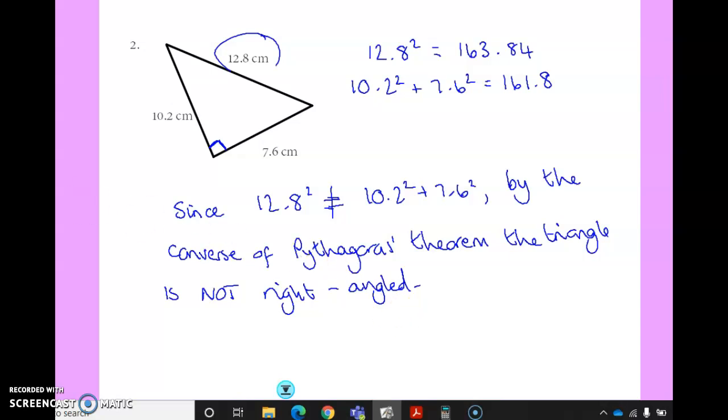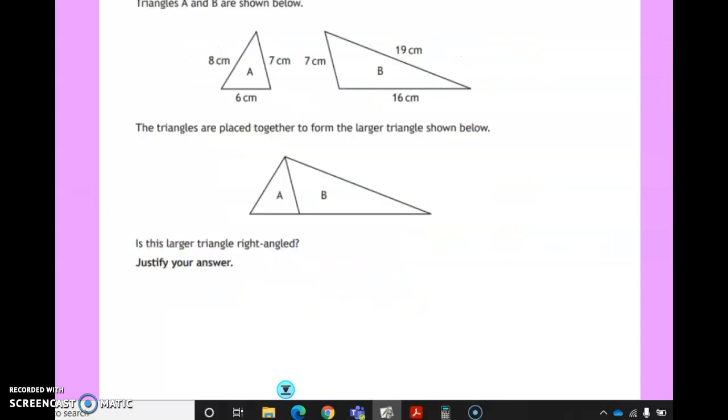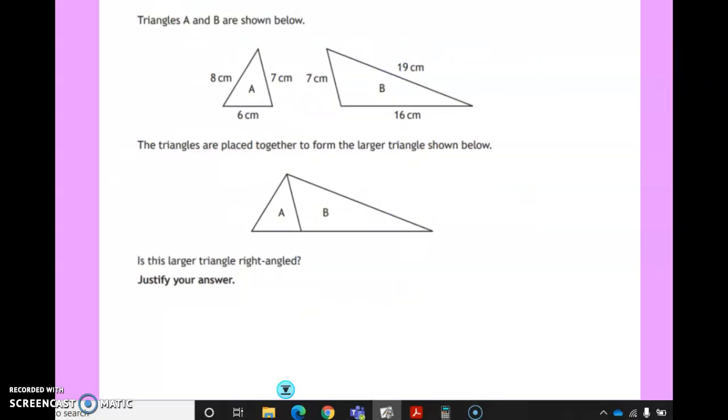I'll show you an exam type question with this. I'll just move this down a wee bit. Right, so we've got triangles A and B, and the triangles are placed together to form this larger triangle down here, and we want to know, is this larger triangle right angled? So let's put some sizes on this triangle here. So the length of this side here has come from here, so that will be 8 centimetres. This bit here will be 19, and down the bottom we've got 6 and 16, which would be 22 centimetres.